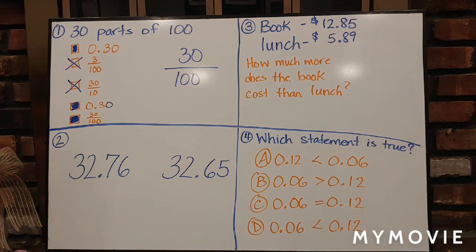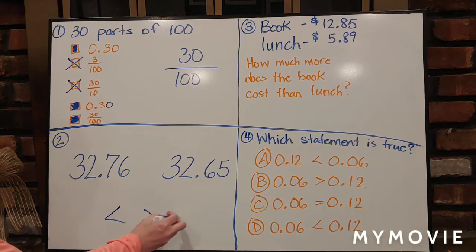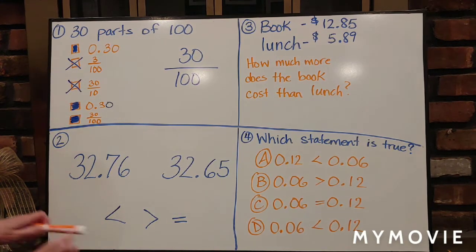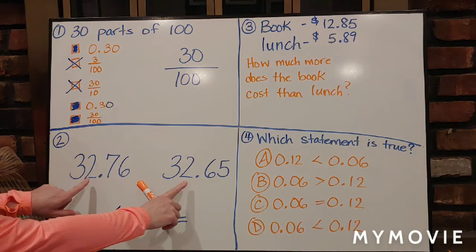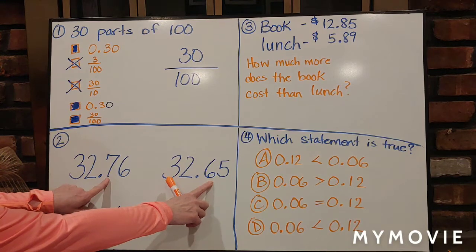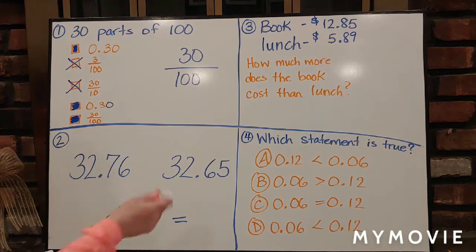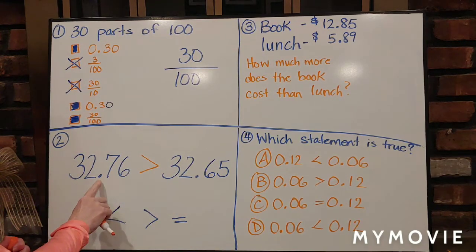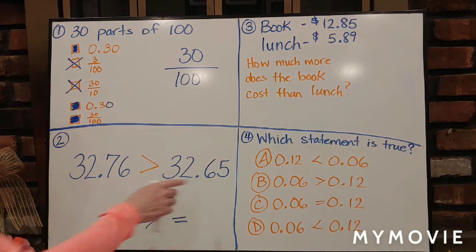Alrighty, let's look at number 2. It says, which symbol makes the comparison true? Write the correct symbol from the box. It's either less than, greater than, or equal to. All right, we're going to compare. First, we're going to start in the tens column. They're both 3s, so they're equal. Go to the ones column. They're both 2s. They're equal. Go to the tenths column. 7 is bigger than 6. So that means this whole number is bigger than this number. 32 and 76 hundredths is greater than 32 and 65 hundredths.